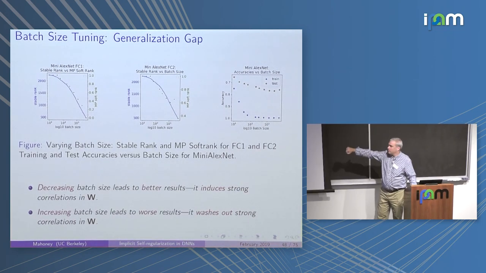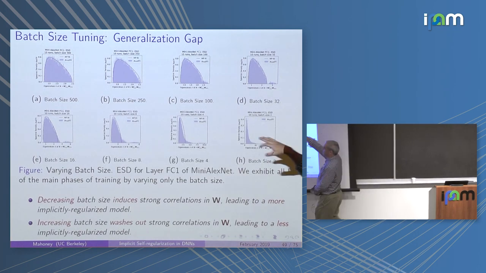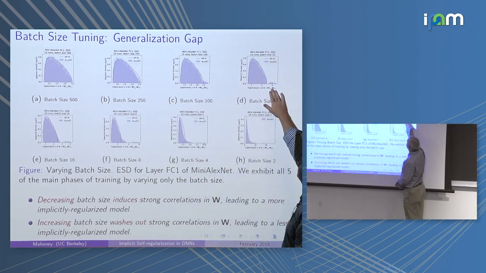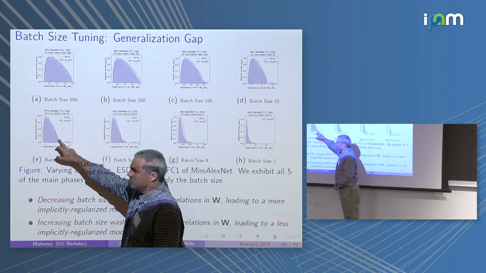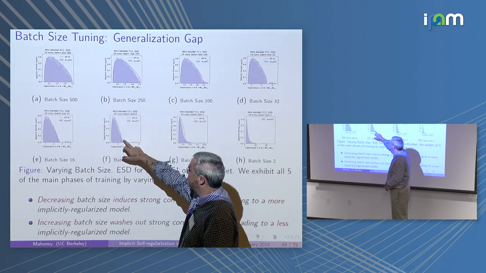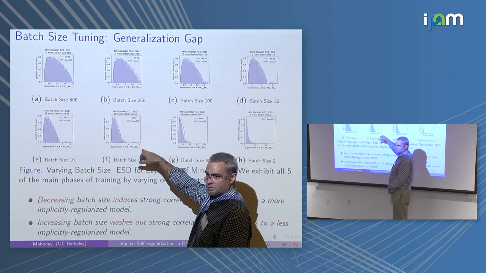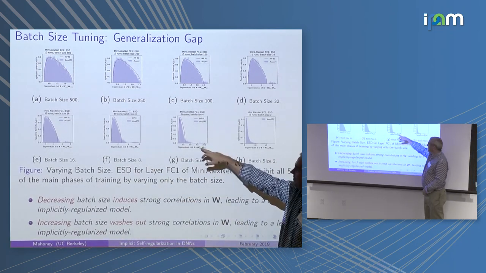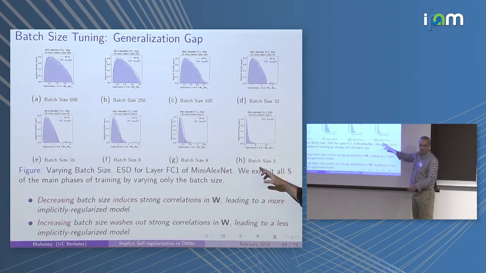I could show you a table of numbers. I could show you what the ESD looks like: at batch size 500, 250, random-like; 100, 32, bulk plus spike; 16, bulk plus spike with some bleeding out; 8, bulk plus spike with more bleeding out. The original version I saw stopped here. I said, no, no, keep going. 4, no, no, keep going. 2. Boom. And so the transition wouldn't happen between 4 and 2 in other models.